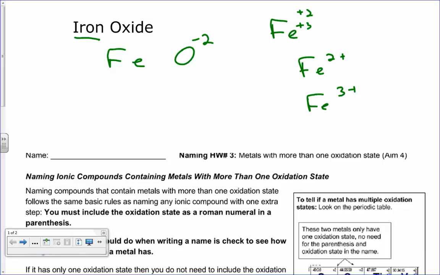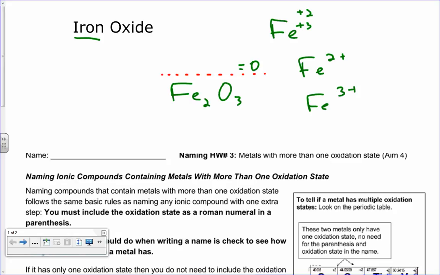So we have a system with Roman numerals and parentheses that show whether we're talking about iron 2 or iron 3. So if we have, say, a compound like Fe2O3, and we want to figure out if it's iron 2 or iron 3 and what the name would be, we know that in any ionic compound, the charges have to add up to 0.